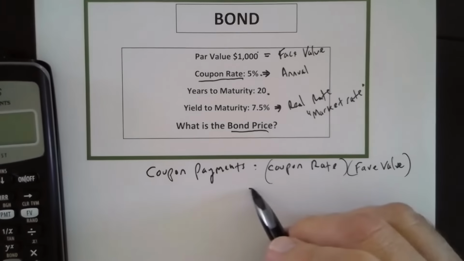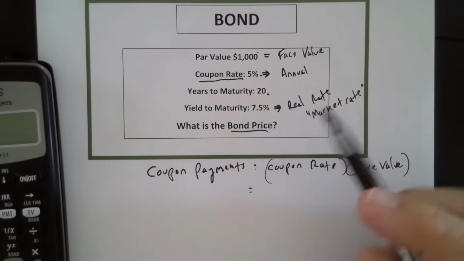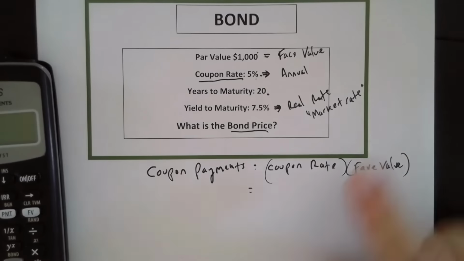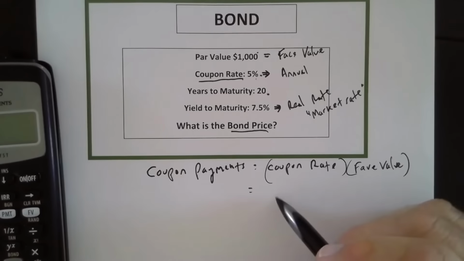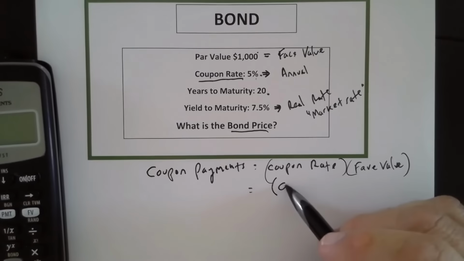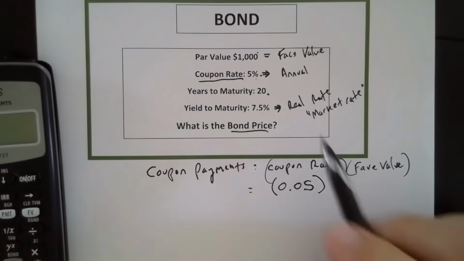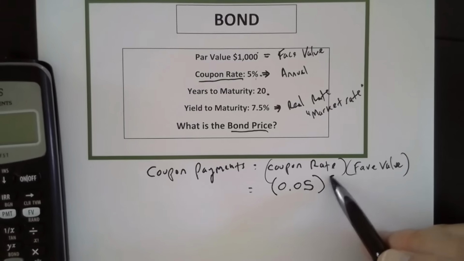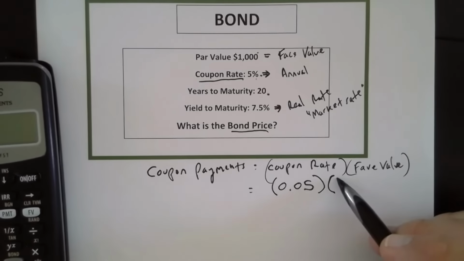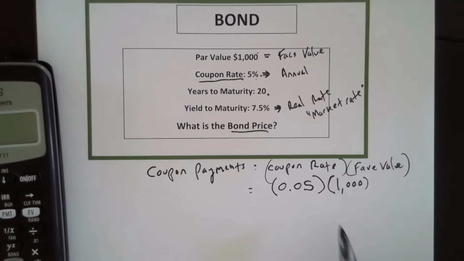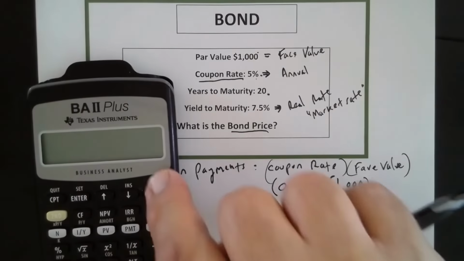So in this case, our coupon rate is 5%. Now we need to write this as a decimal. If you don't remember how to change decimals to percentages, I've got a video linked up here above. So it's going to be 0.05 because that's 5% as a decimal. And the face value in this case is $1,000. The face value is not the price that you're paying today. That's the face value that'll be paid at the end of the bond's maturity.